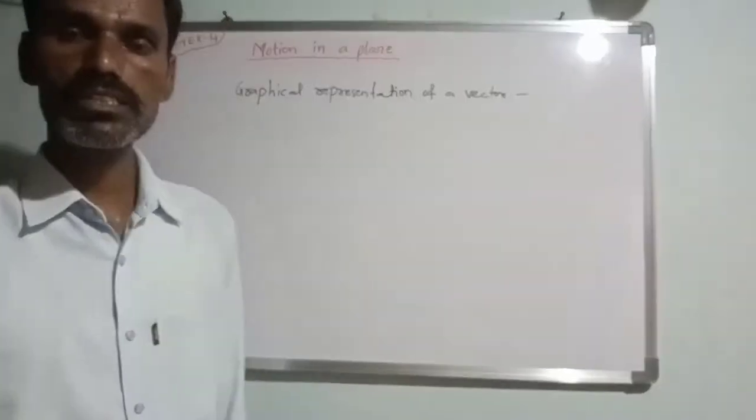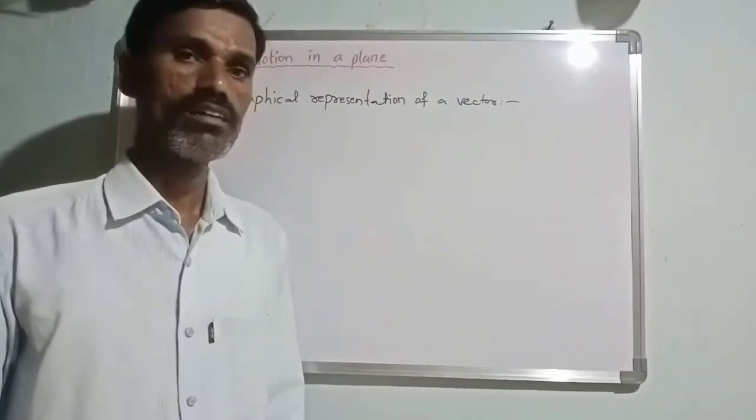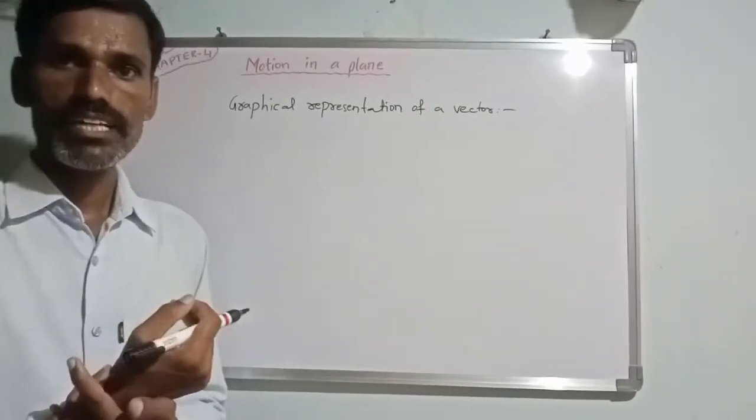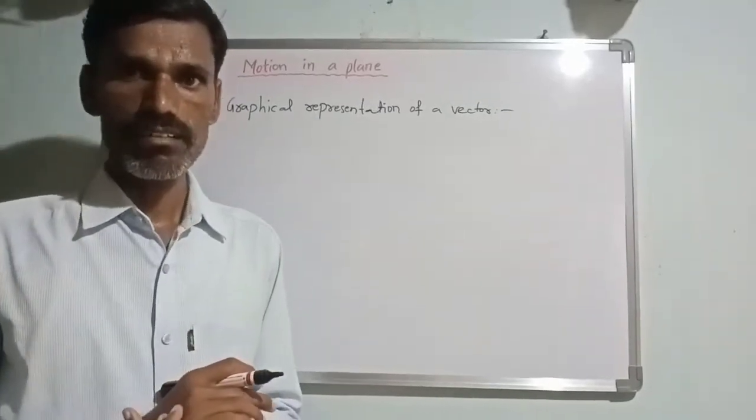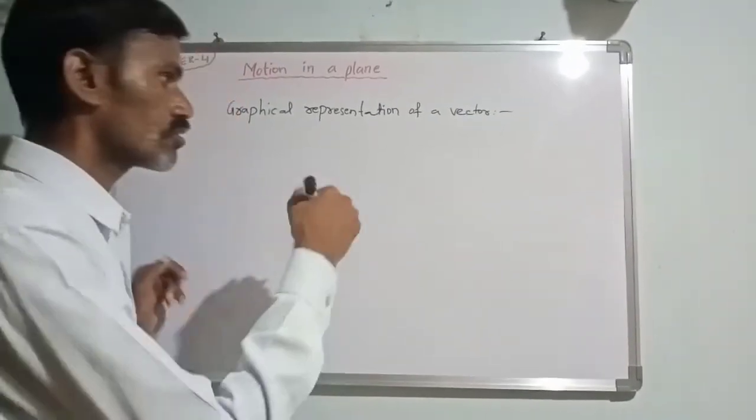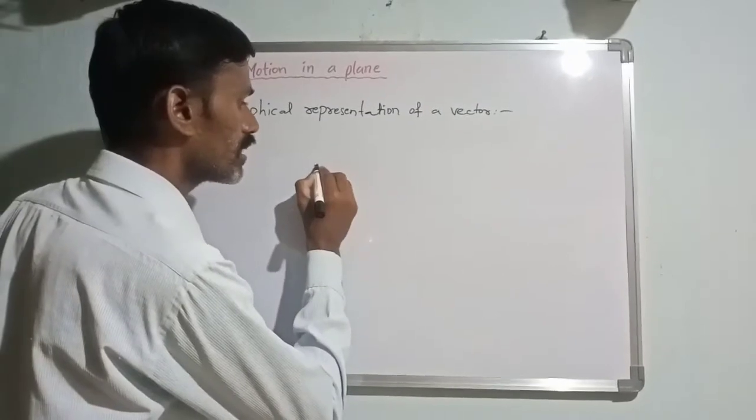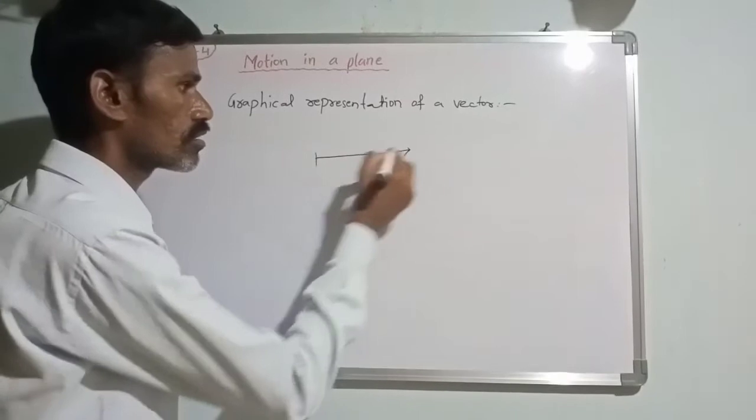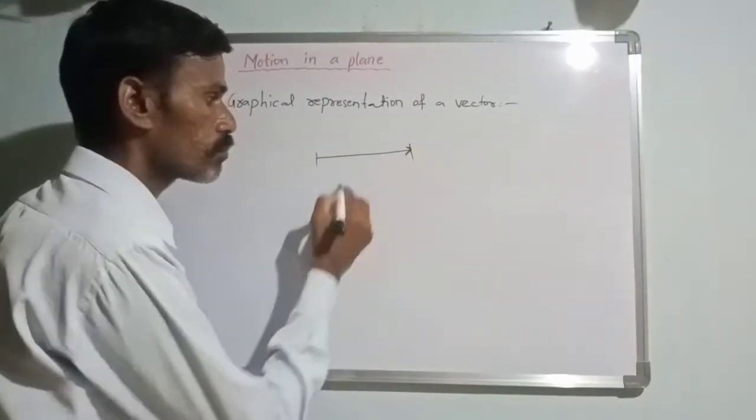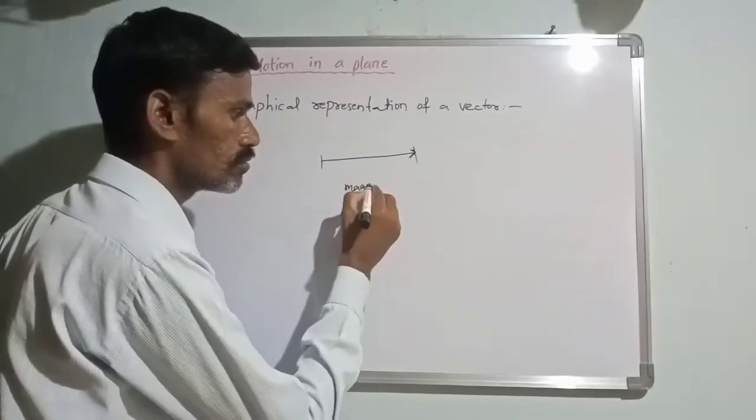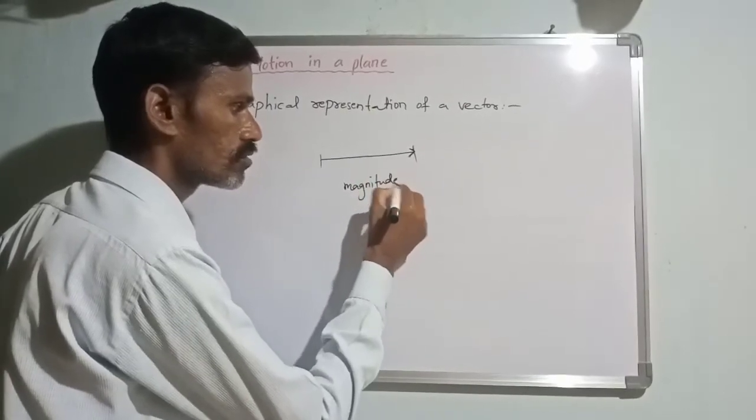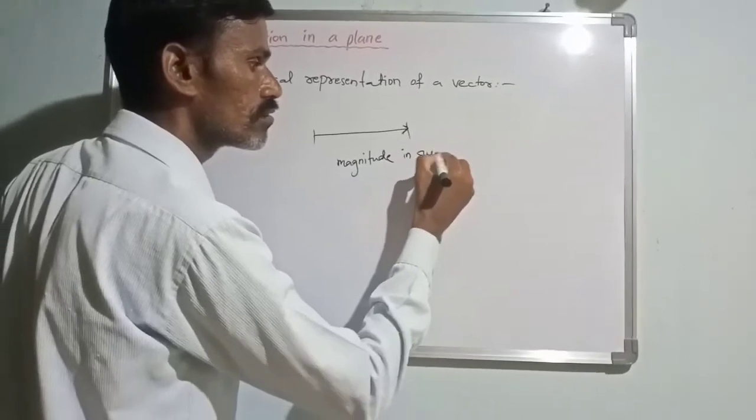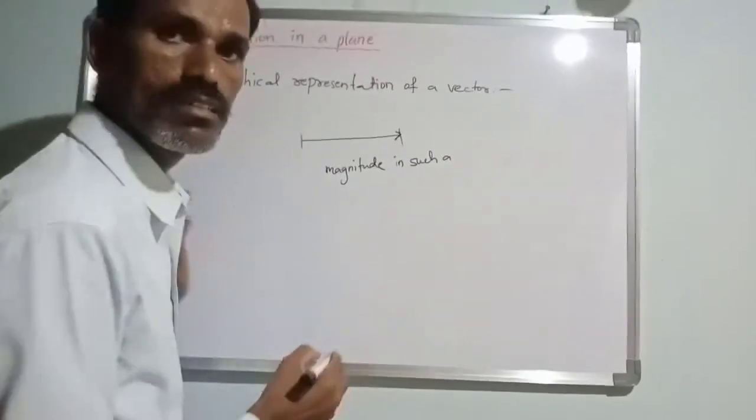So, the graphical representation of a vector. Further, in which direction a vector can act on the particle, in that direction we take an arrow. The length of the arrow represents the magnitude. This magnitude is drawn in such a scale.